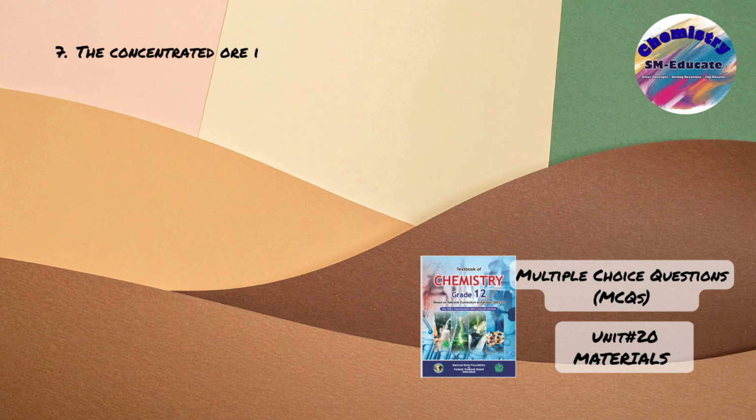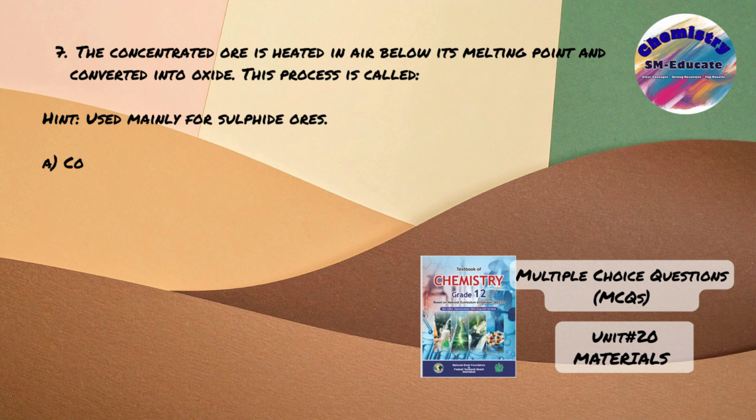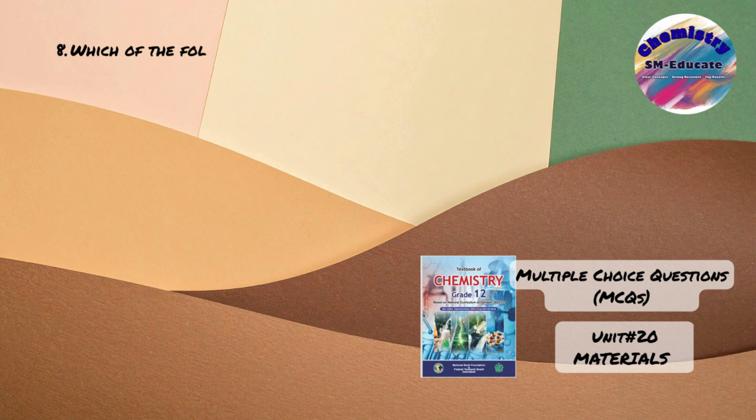7. The concentrated ore is heated in air below its melting point and converted into oxide. This process is called. Hint: used mainly for sulfide ores. A. Concentration. B. Smelting. C. Roasting. D. Bessemerization. Correct answer: C. Roasting.